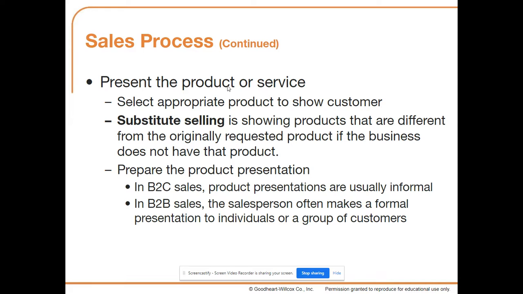Then you're going to present the product or the service. So you're going to select the appropriate product to show the customer based off of what their needs are. Now, there's also something called substitute selling, and that's showing products that are different from what was originally requested if the business does not have the product. Or you could also substitute sell if you think that you have a product that the customer might not know about, which, after finding out what their needs are, might meet their needs better.